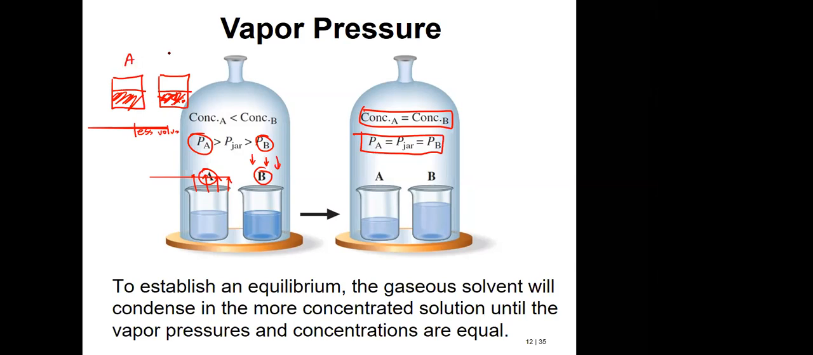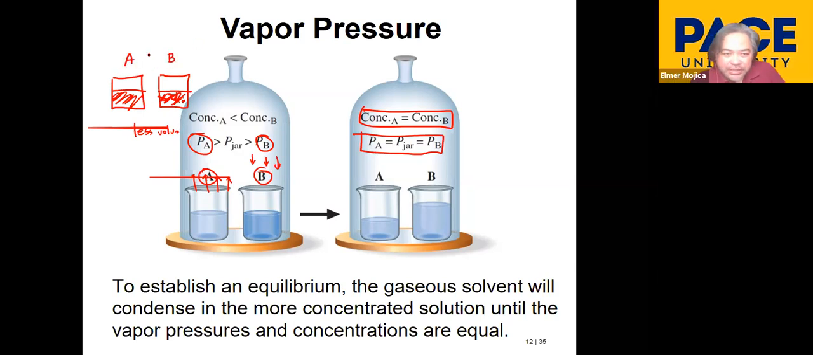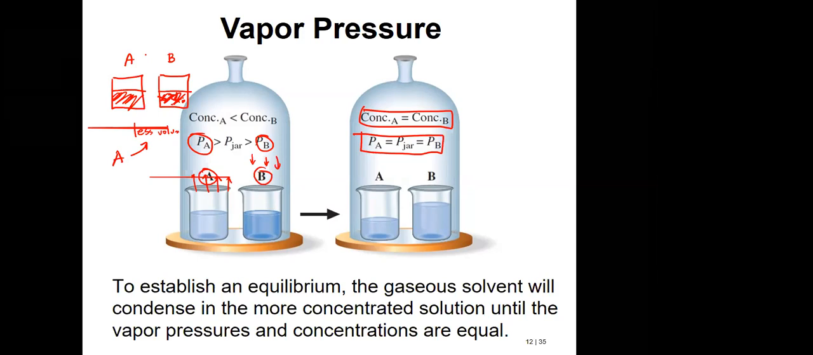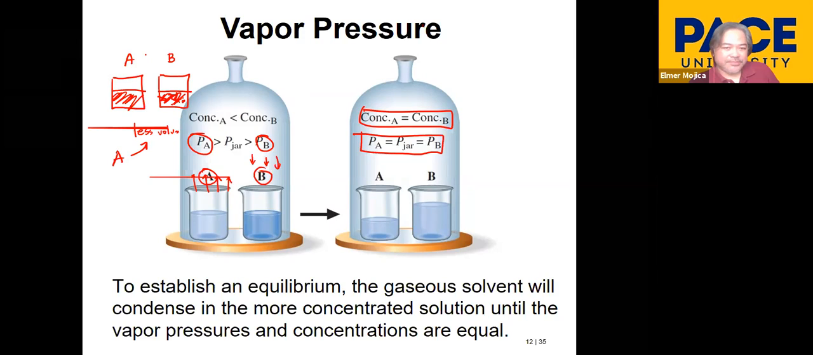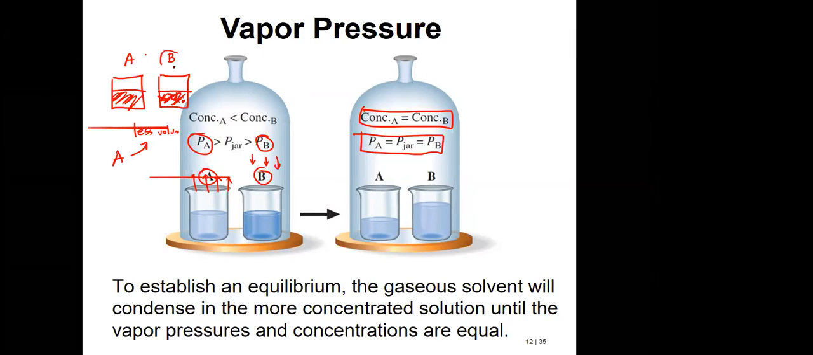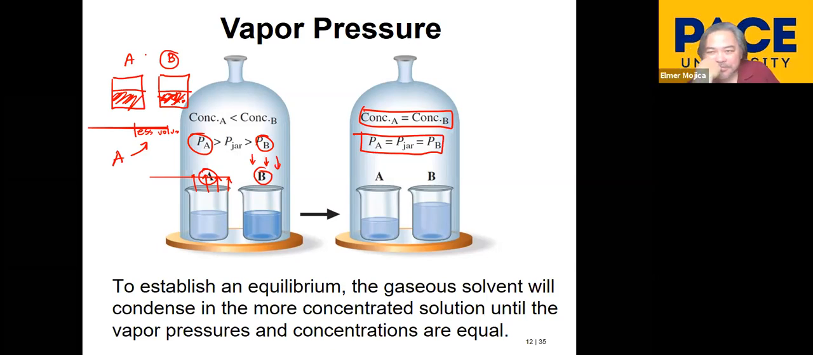Acetone. Okay, so this one would have less volume. Now, which one will have a lower vapor pressure? A or B? If we compare the vapor pressure of the pure solvent and the solution, which one has a lower vapor pressure? Is it A or B? B. Okay, it's B.